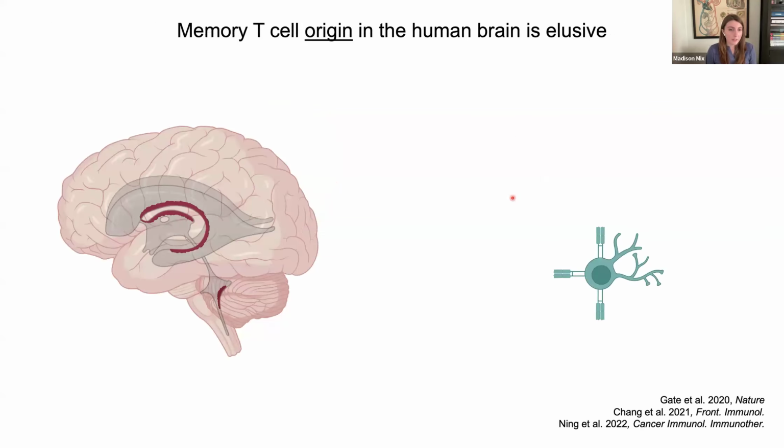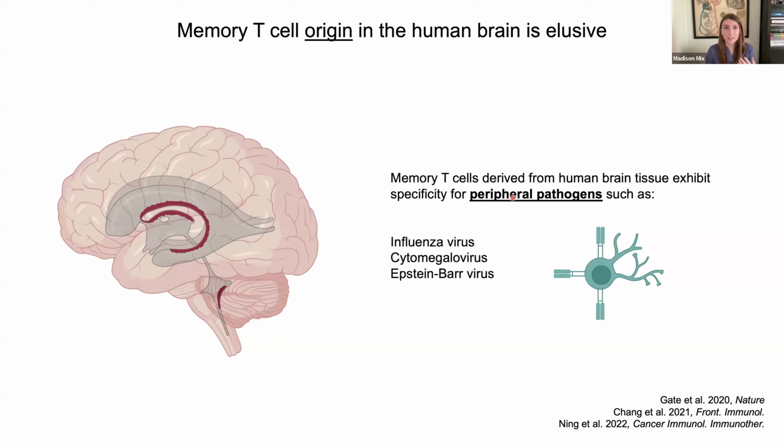But I think what is always a barrier in studying human tissue is we don't necessarily know the originating events that got those cells there. And so origin has remained somewhat elusive. But work that's been led, I think, by the labs of David Gate and Pamela Rosado has really revealed via TCR sequencing and tetramer staining that at least a subset of these memory T cells exhibit specificities for really ubiquitous peripheral pathogens, such as influenza virus, cytomegalovirus, and Epstein-Barr virus.